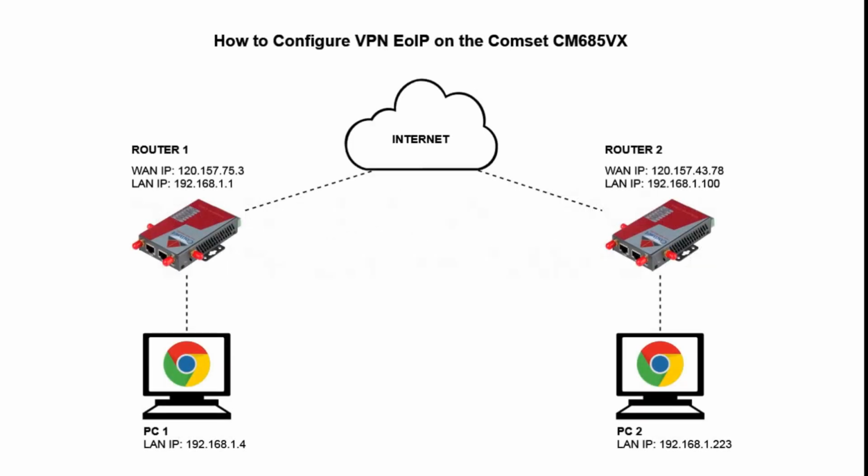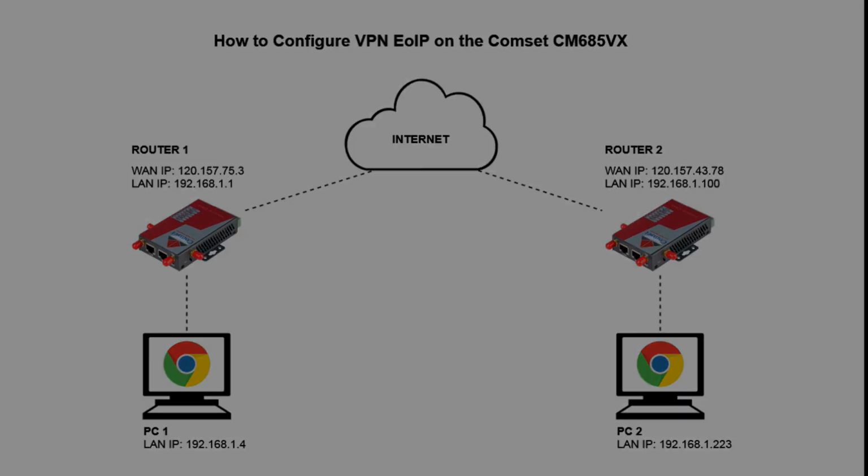For this tutorial, I have two Comset CM685VX routers, which I will establish an EoIP tunnel between over the internet. I'll also be using two different PCs to help me test the connection. Before we get started configuring our routers, you'll need to make sure that your SIM allows for a public WAN IP address and that this IP address is static rather than dynamic. This type of VPN doesn't allow for dynamic DNS to be configured, so it works much better with a static public IP.